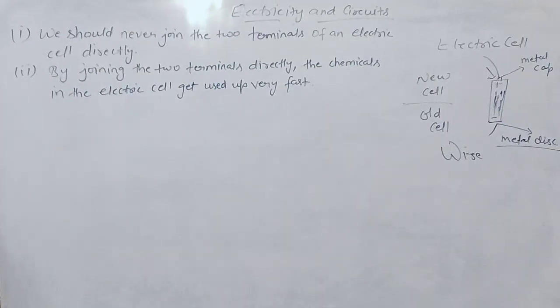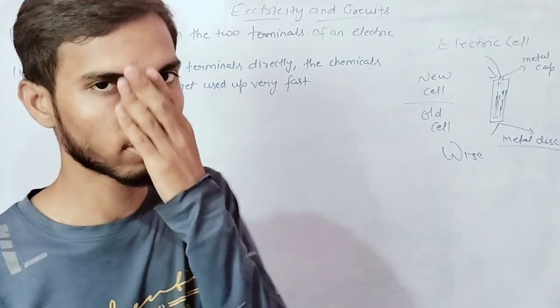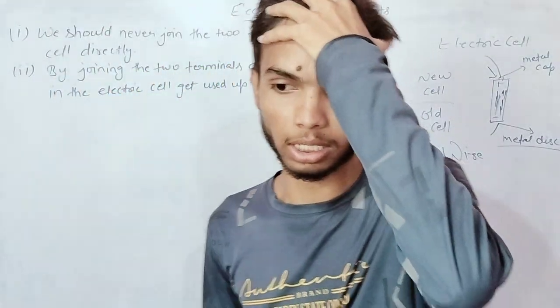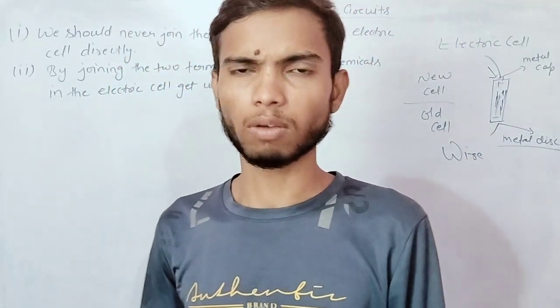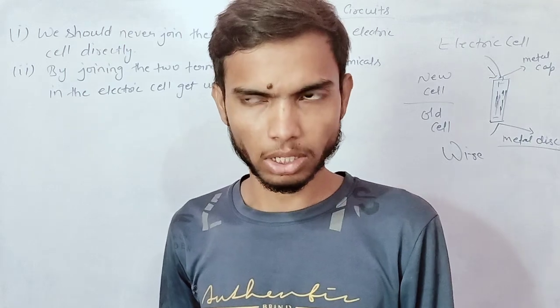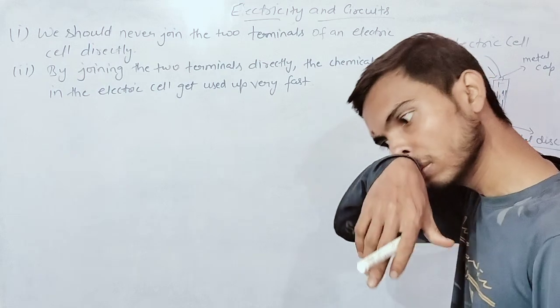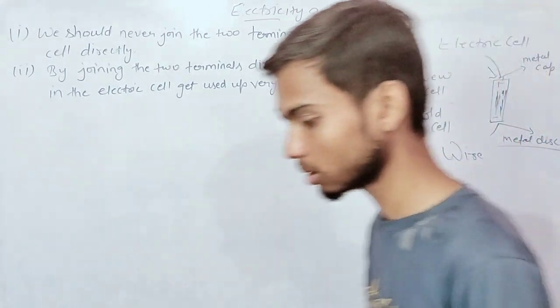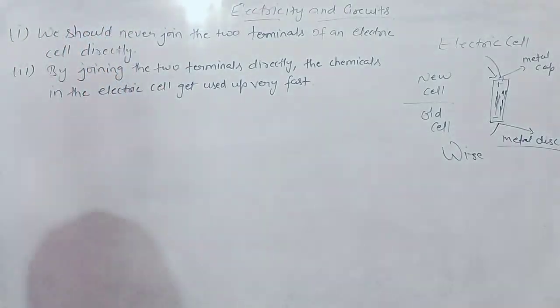We have this question. We have two statements, and you have to tell which one is correct. If there is one correct, then you can say yes, it is correct, but you have to give a reason. First statement, read this: we should never join the two terminals of an electric cell directly.